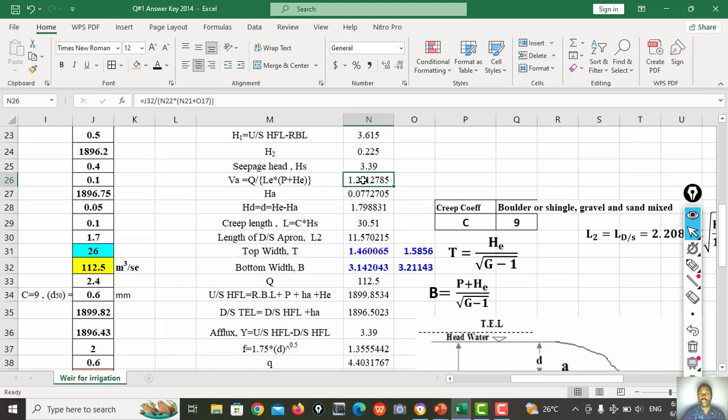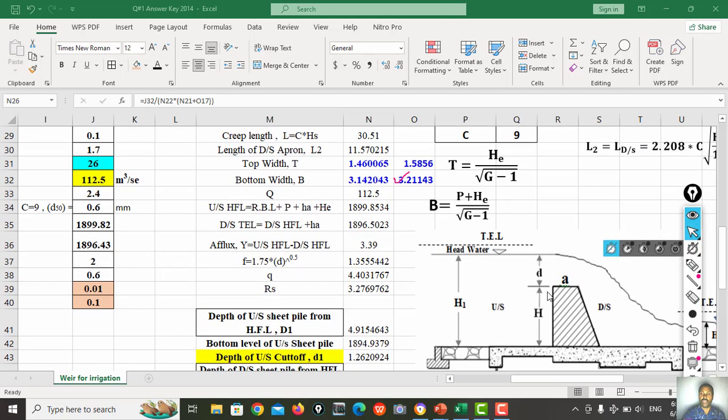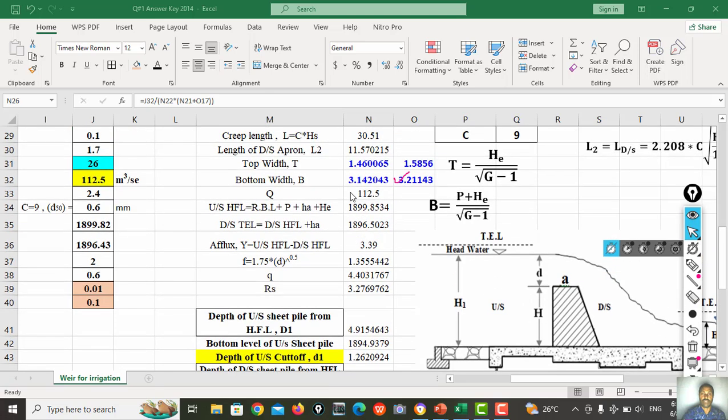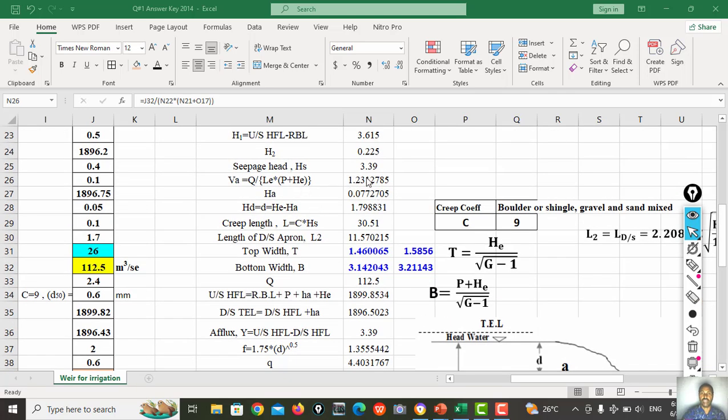Then the velocity of approach, since approach velocity will be considered. You have to calculate discharge divided by effective length times width or height, which is P plus effective head. So P plus effective head will be, for the velocity of approach, discharge divided by the area of flow, which is the net flow, effective length.